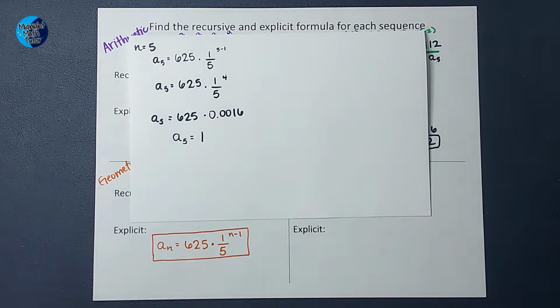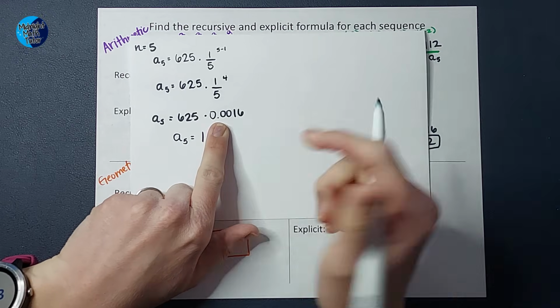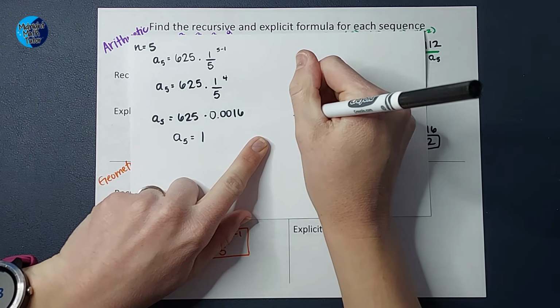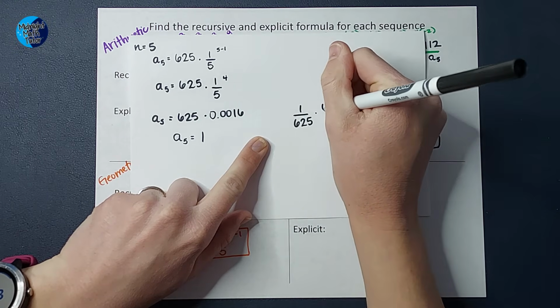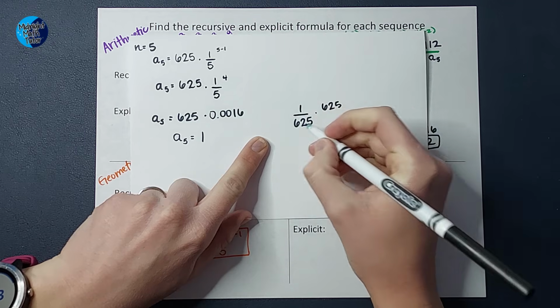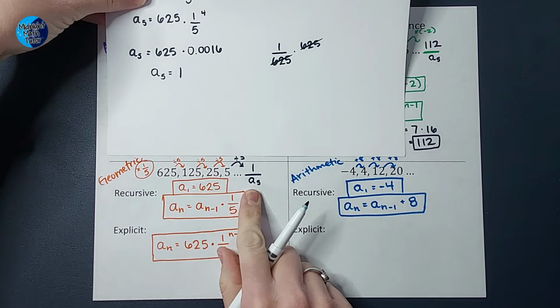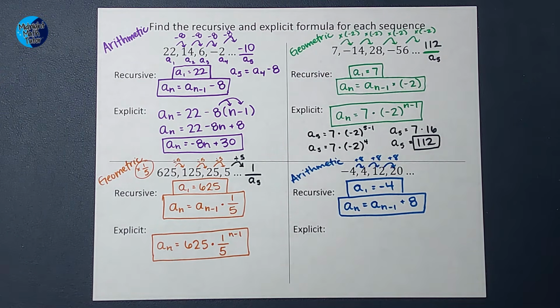And if you're like, what? How did that become 1? Because 0.0016 as a fraction would be 1 over 625. Okay. And then when you times that by 625, they cancel and you end up with just 1. And we're very happy because guess what? 1 and 1. So I'm feeling confident that my formula is correct.